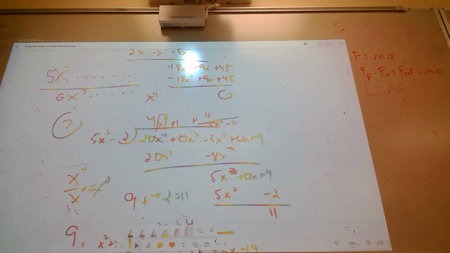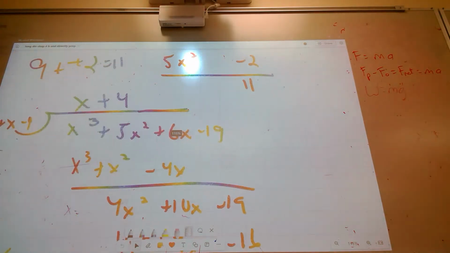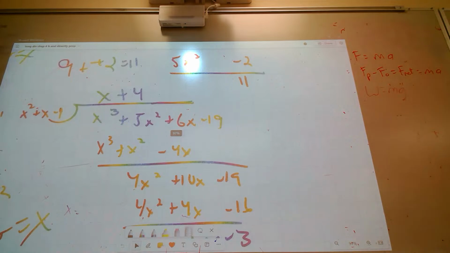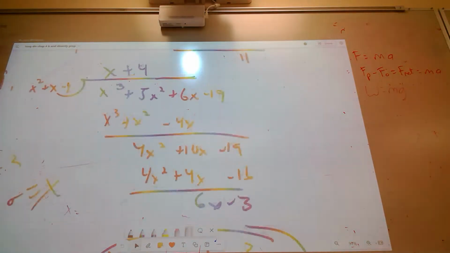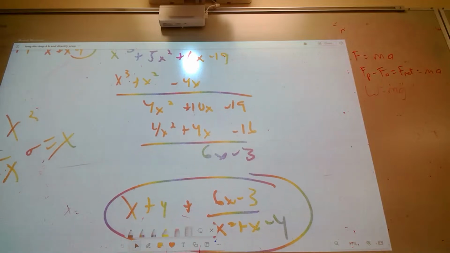Okay, so let's go through 9. You should just have x plus 4. With this, you multiply everything by x, and then you multiply everything by 4. You get that. Your remainder is 6x minus 3. So this is our solution.